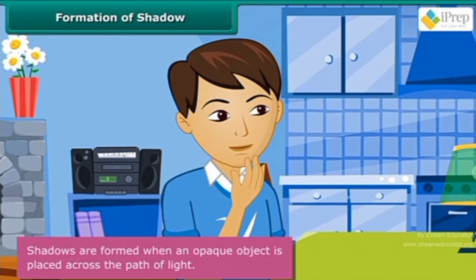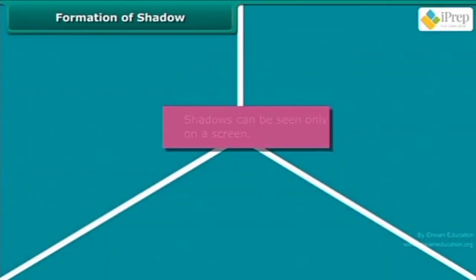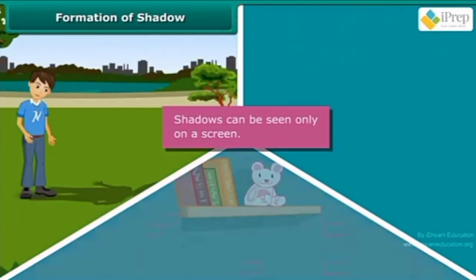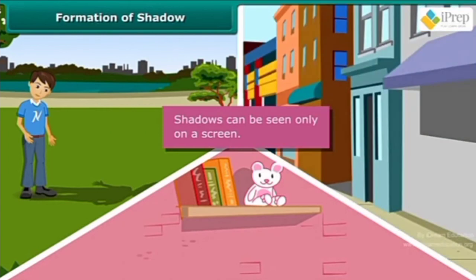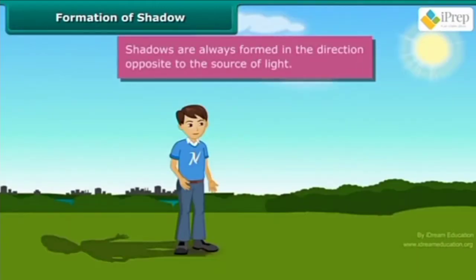Shadows are formed when an opaque object is placed across the path of light. Shadows can be seen only on a screen. The ground, walls of a room, building, and other such surfaces act as screens for shadows. Shadows are always formed in the direction opposite to the source of light.